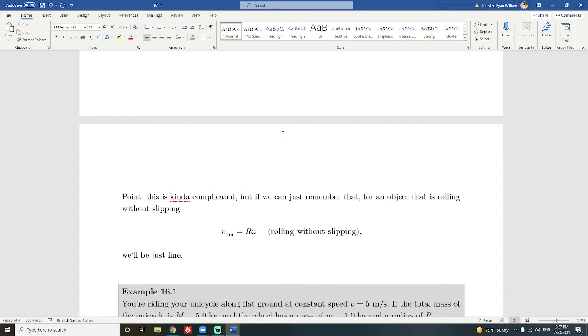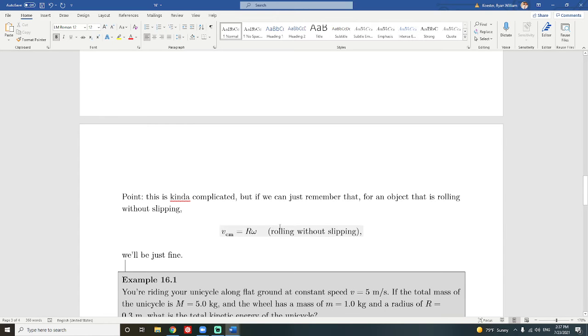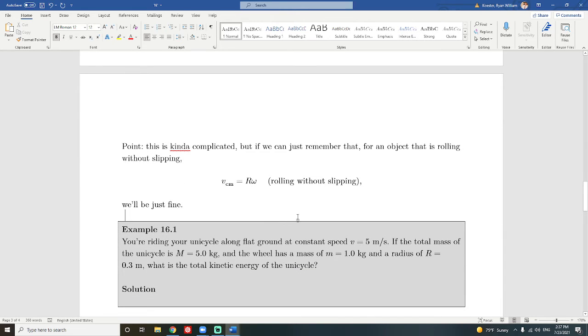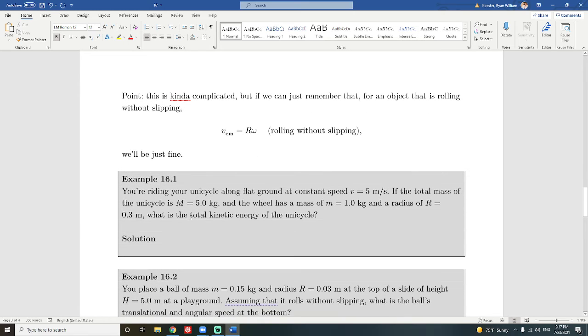Okay. So let's look at an example of this then. And note that this tells us that we can figure out what omega is from the center of mass speed. So in this example, imagine you're riding your unicycle along flat ground at constant speed, v equals 5 meters per second. If the total mass of the unicycle is big M, which is 5 kilograms, and the wheel has a mass of 1 kilogram and a radius of 0.3 meters, then we want to solve for the total kinetic energy of the unicycle.